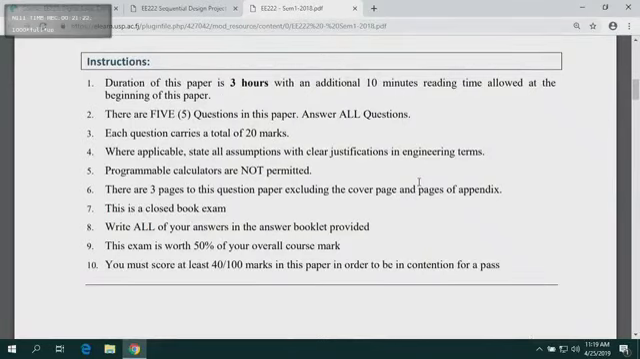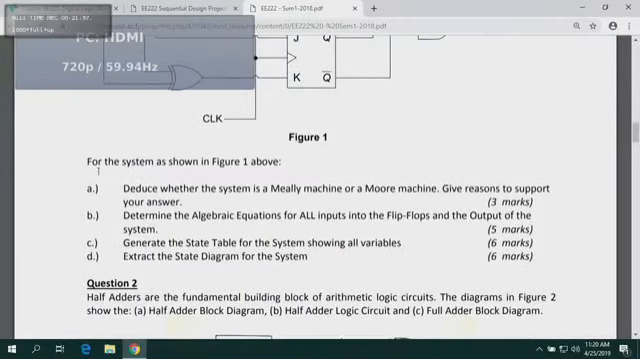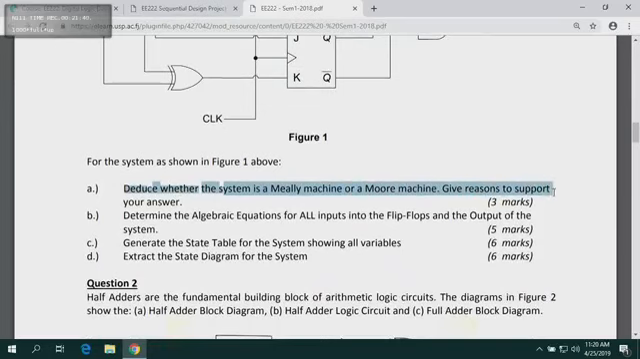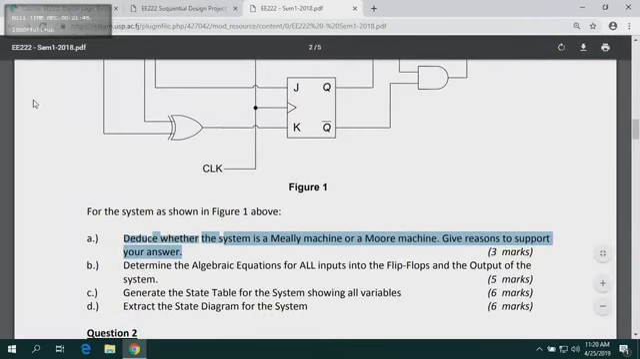Now, the first thing I want to talk about is something called Mealy machines and Moore machines. Let me just put it on. So, just a bit of notes, maybe 2 definitions, and that will help you to answer. If you look at last year's paper, the first question is to deduce whether the system is a Mealy machine or a Moore machine. These are a particular classification of a machine.